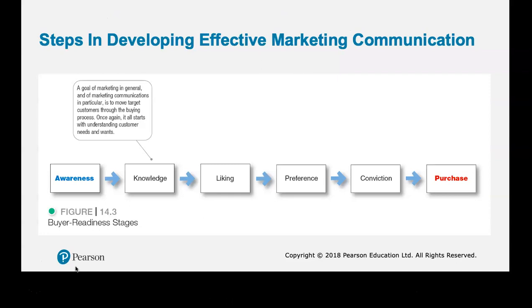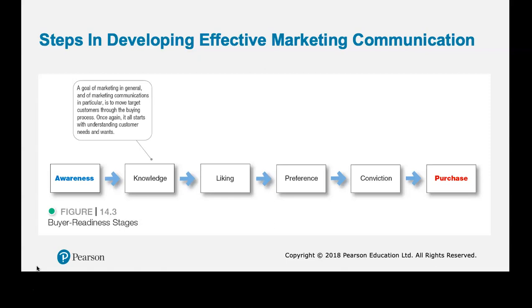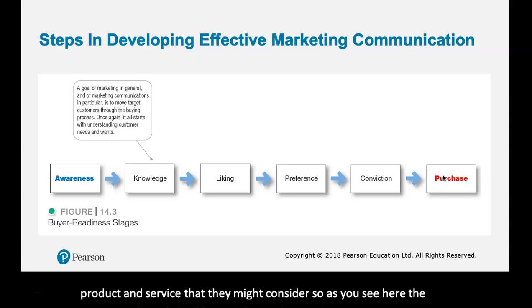One of the goals of any marketing communication is to make sure that we target the consumer as they move through this buying process. And like the consumer journey that I reviewed earlier for Generation Z, all of those touch points that were involved in their journey, making sure that we are connecting as much as we can with them and making sure that they're aware that we are actually a product and service that they might consider. So as you see here, the awareness, knowledge, liking of the product, preference, conviction, and then actually purchasing the product. And so marketing communications throughout that entire process is critical.